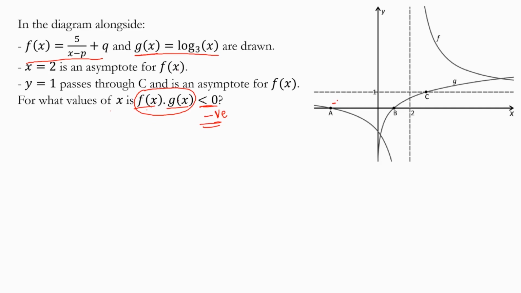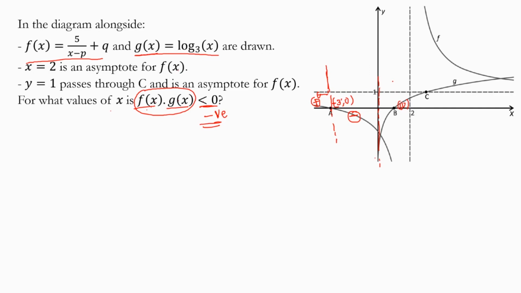Remember we said the coordinates of A are (−3, 0) and the coordinates of B are (1, 0). Before x = −3, we can see that f(x) is positive, and g(x) does not exist because g(x) does not cut the y-axis. Between −3 and 0, f(x) is negative, and g(x) does not exist.